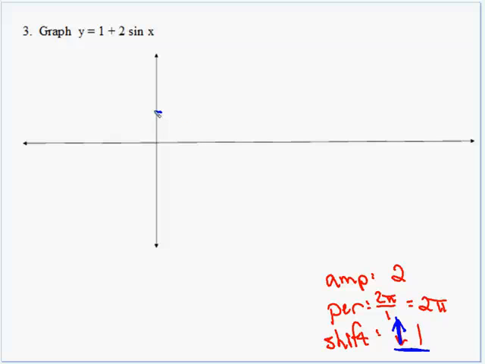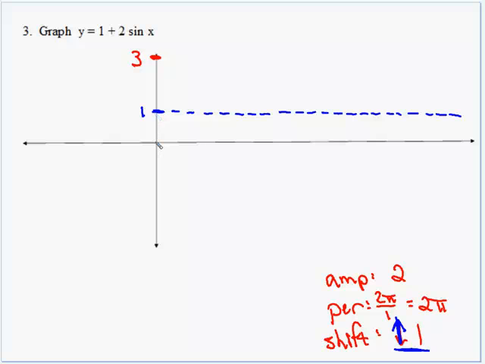So our baseline is going to be about here, +1, and I'm going to do a little dotted line so I don't lose track of my baseline. Now, from the baseline, we apply the amplitude. The amplitude is how high or low we go above that baseline. And now it's 2. So if we're here at 1 and we go up 2, we'd go up to 3.